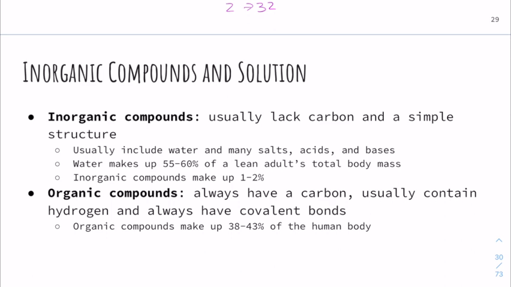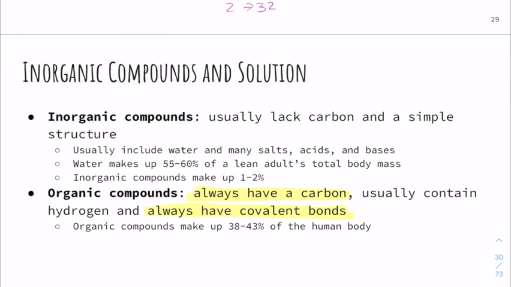They do not contain carbon, while an organic compound will always have a carbon somewhere. It usually has hydrogens, and it always has covalent bonds. So to be an organic compound, we have to have carbon and we have to have covalent bonds. While an inorganic compound has no carbon and a pretty simple structure. Organic compounds make up 38 to 43% of the human body. So something to think about.